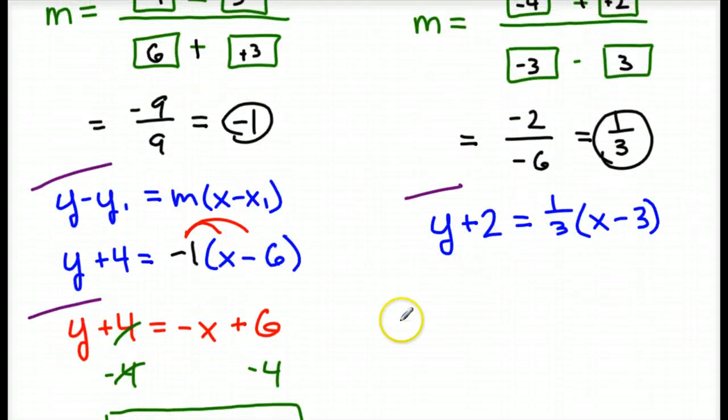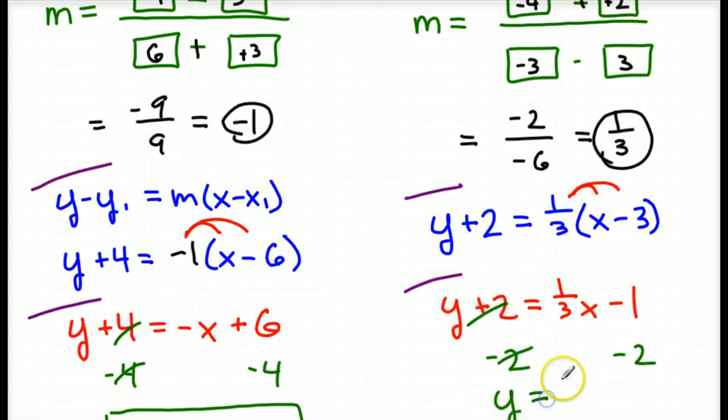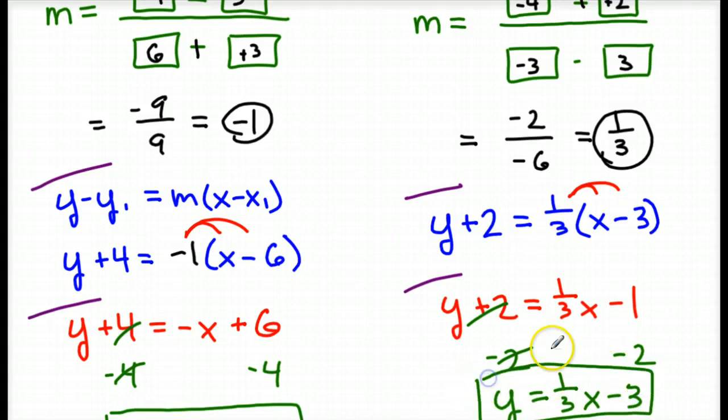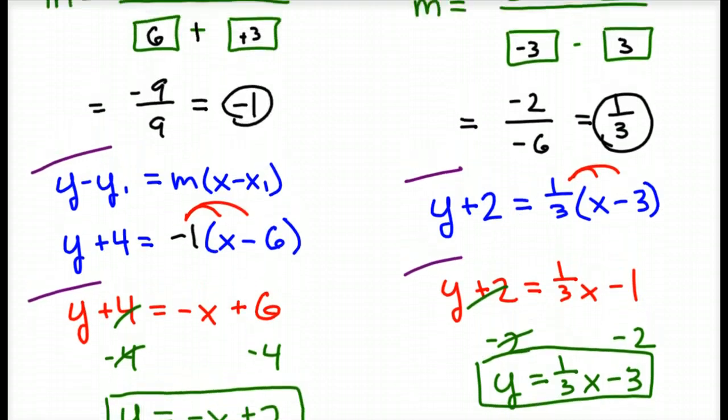From there, I need to distribute this 1/3. That's going to give me y plus 2 equals 1/3 x minus 1. And then finally subtract 2 from both sides, which gives me y equals 1/3 x minus 3. Alright, so that is the slope-intercept form of this equation.